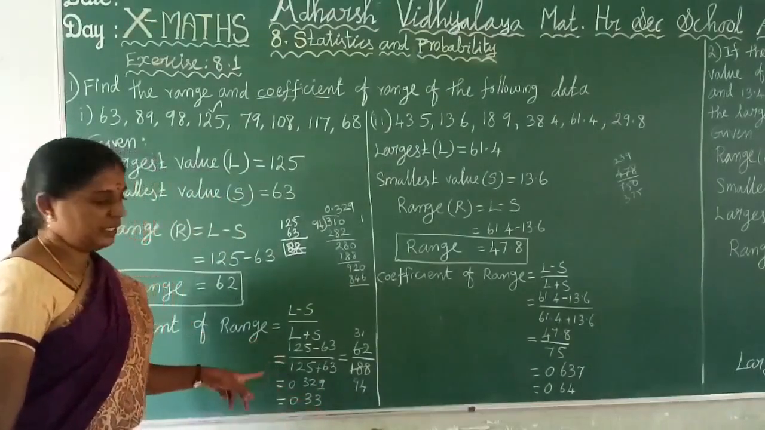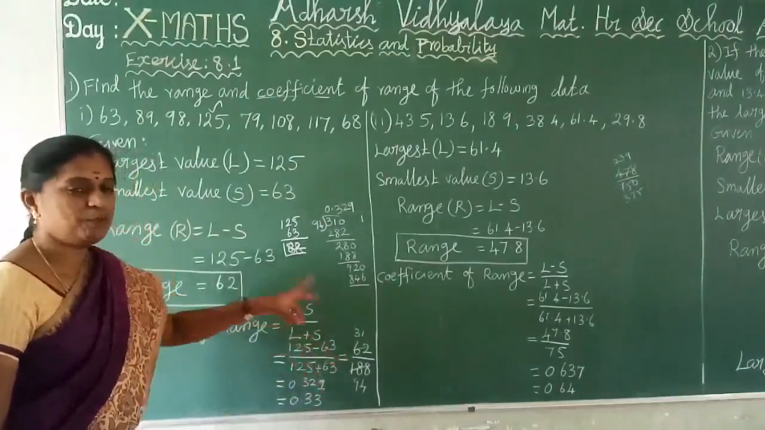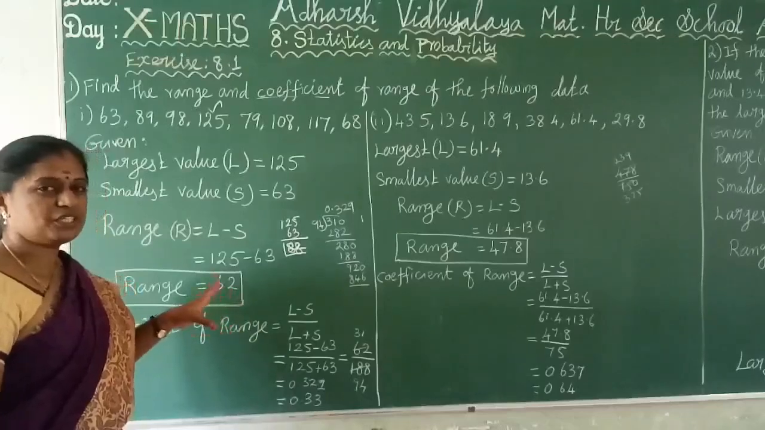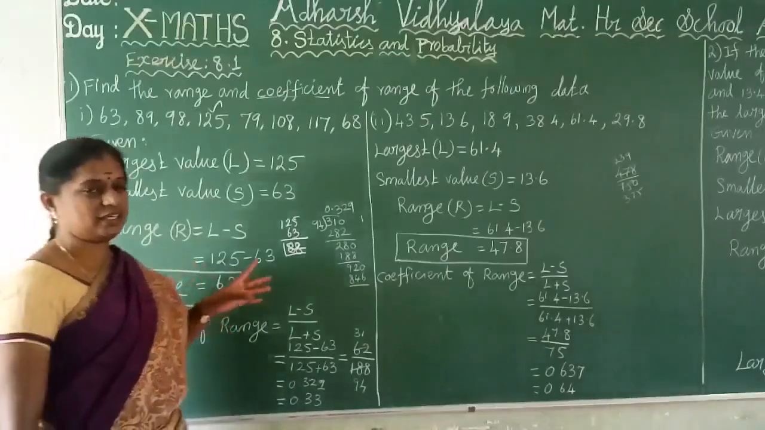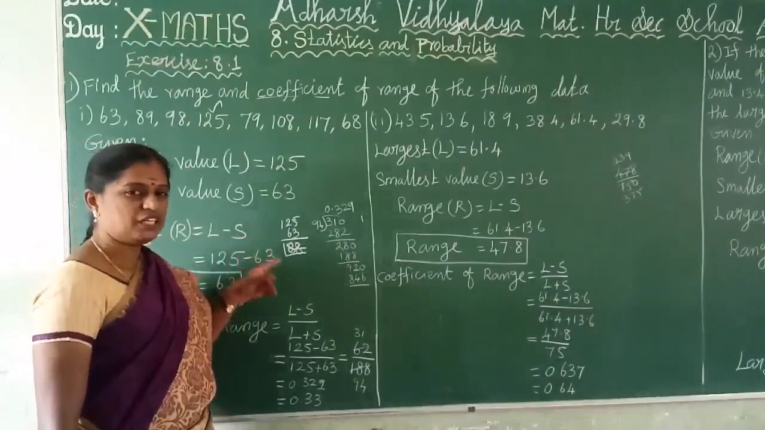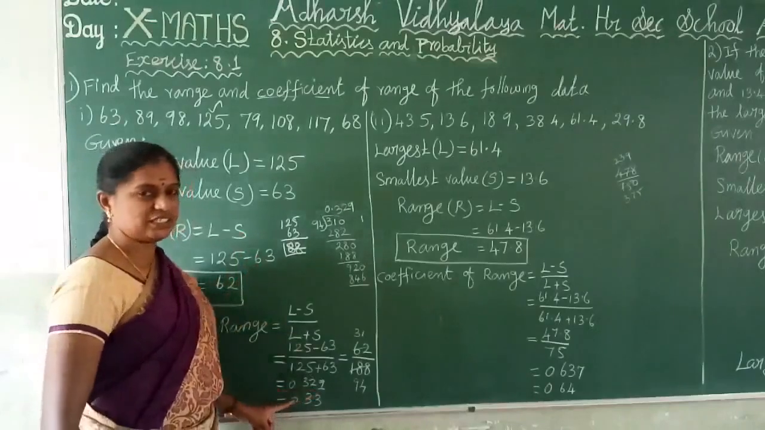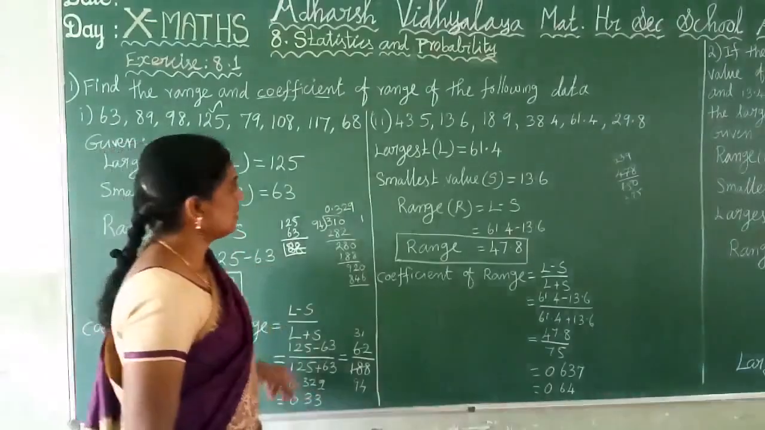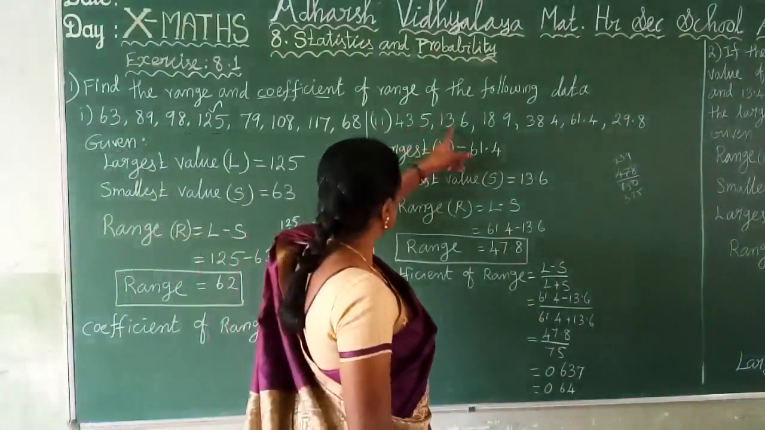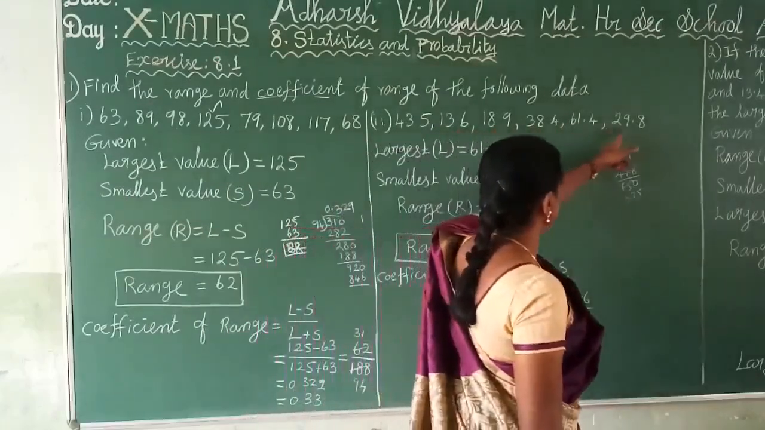So in this exercise, maximum all the questions are the same method: divide, add and subtraction. So divisions and multiplications, the basics. Already in lower classes you studied add, subtract, multiplication, divisions, you know thoroughly. So then only possible to do fast in this exercise. Clear? Second sum: 43.5, 13.6, 18.9, 38.4, 61.4, 29.8.